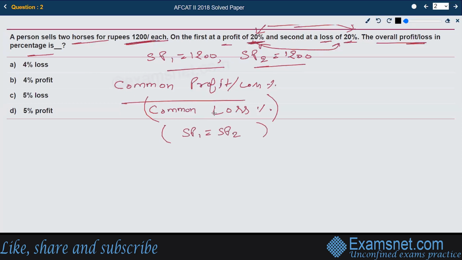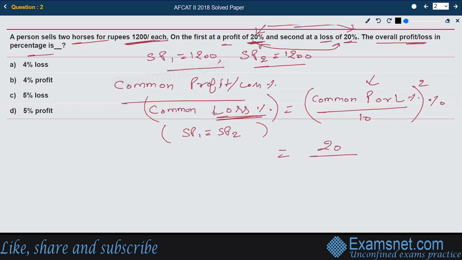Cost price can be different, but if the selling prices are the same, this is the formula that works out the common loss percent, and the formula is common profit or loss percent divided by 10 and the whole square of that percent. So the common loss percent will be common profit or loss percent divided by 10 whole square percent. So let us put the values. The common profit or loss for this case is 20%. So let me write 20, divided by 10 and whole square, percent.